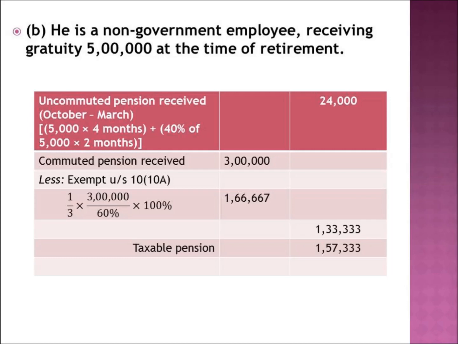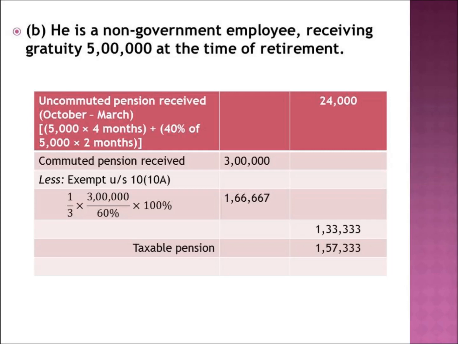The exemption, just remember, this is the important part. The exemption is 1 by 3 of the 100% of the commuted pension had I commuted my total pension. So I have to calculate 1 by 3 of the 100% of the commuted pension and not just the commuted pension which I have received. So this is the major catch point here, which you have to remember. You don't have to calculate 1 by 3 of the commuted pension.